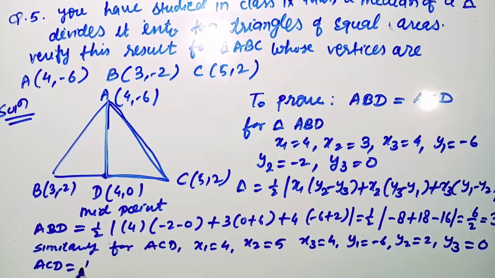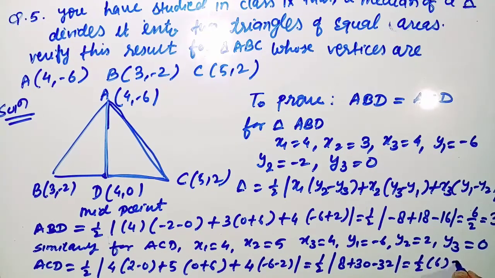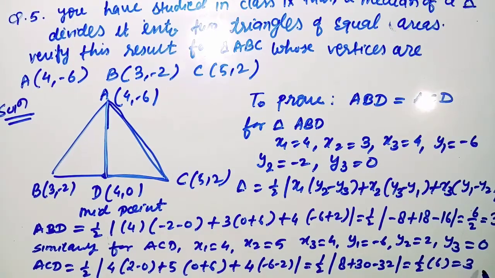So applying these values in the formula of area of a triangle, we are getting 4(2 − 0) + 5(0 + 6) + 4(−6 − 2), modulus, because area of a triangle is always positive. So we are getting 1 by 2 [8 + 30 − 32], so 1 by 2 into 6, again we are getting 3. Thus we can say that the area of triangle ABD is equal to the area of triangle ACD.